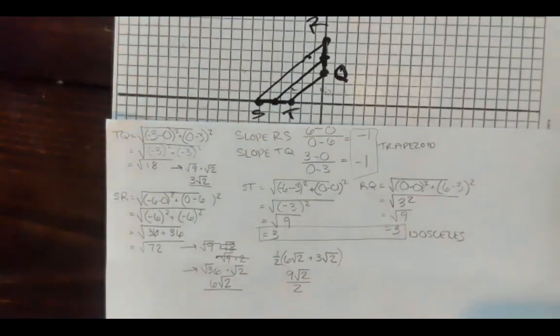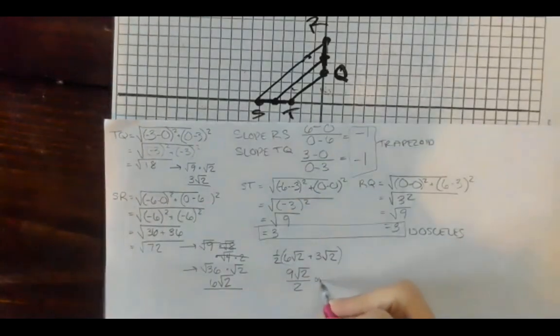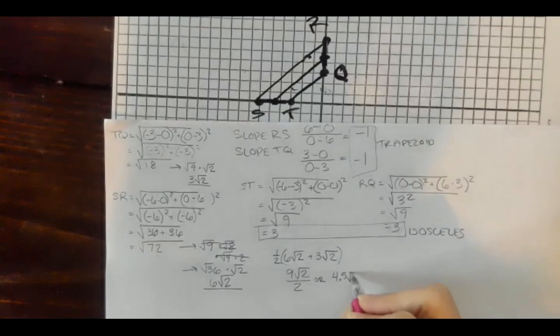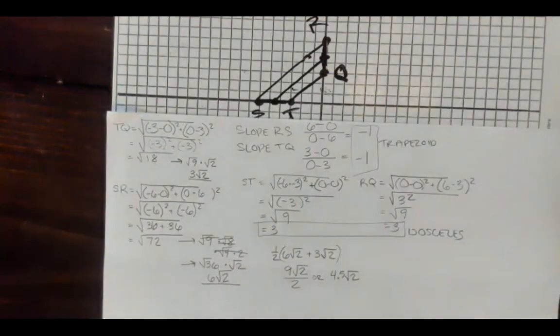All right, let's move on. That should have taken care of number 1. Wait, can you leave that sheet up for a little bit? I'm not done finishing. Yes. Thank you. 4.5 square root of 2. All right, I'm done. Okay.